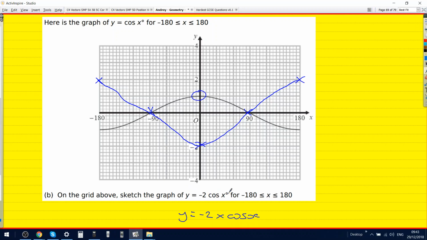Yes. Yeah, so minus 2 cos x, it's already brought to the other side, so it's just times the y by minus 2. It's not in the bracket next to the x. Yeah, minus 2 cos x is short for minus 2 times cos x. Okay.